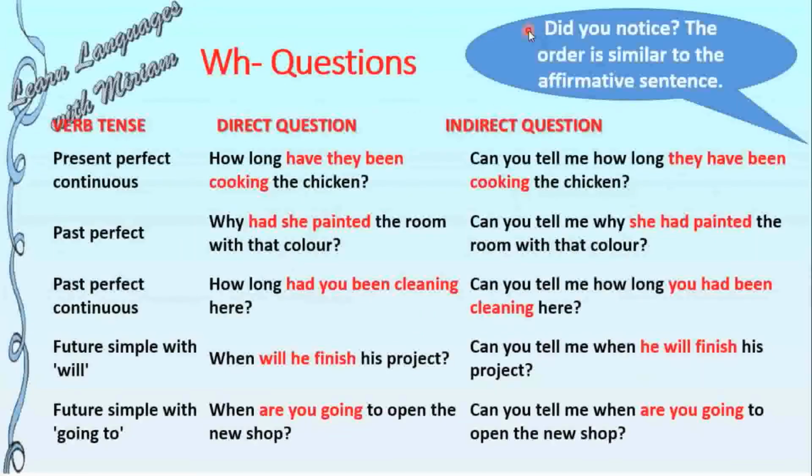Did you notice the order is similar to the affirmative sentence in the indirect questions because we write first the subject and then the verb. Let's continue. Present perfect continuous. How long have they been cooking the chicken? Can you tell me how long they have been cooking the chicken?